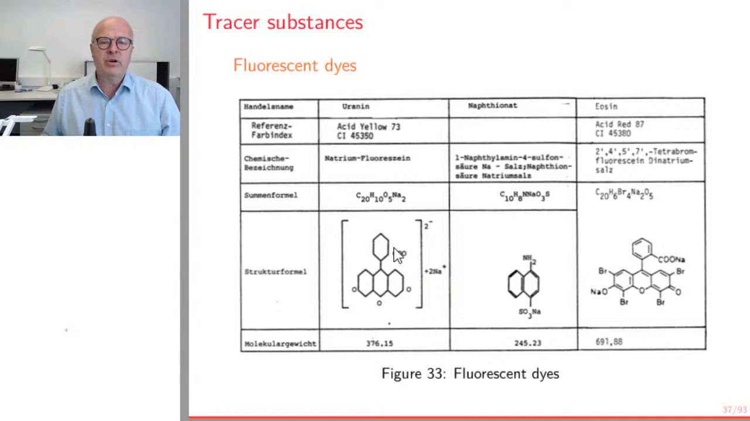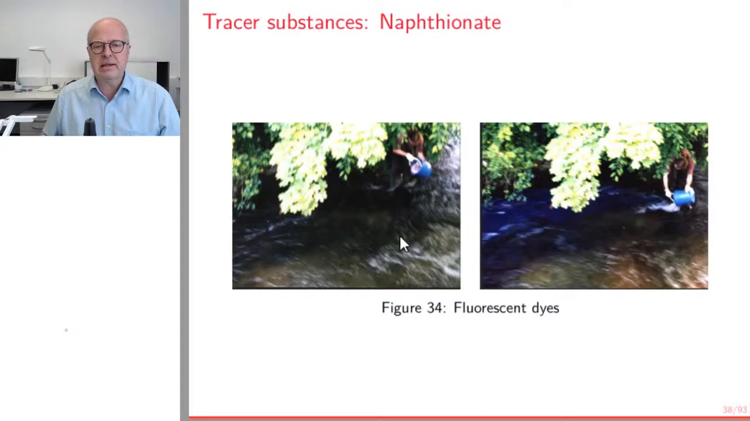Now, for each tracer, there's a kind of fact sheet. Again, including the formula, the name, there are different chemical names, and the molecular weight. Here you have the fact sheet for uranine. That is also called acid yellow 73, or CI 45350. This is the color index. And you will get more tables on other properties during the lecture.